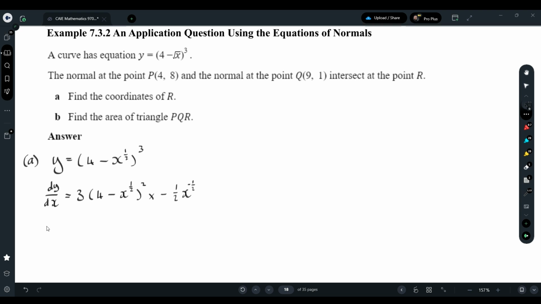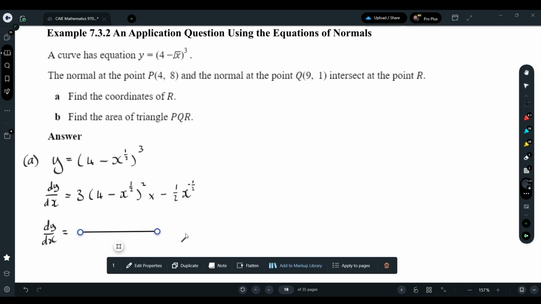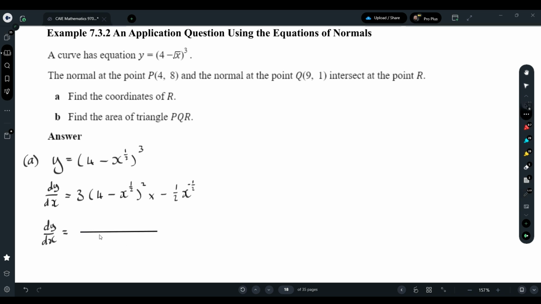I always advise writing these functions in their simplest form possible, which would mean not having any fractional exponents or any negative exponents wherever possible. Because we have a negative exponent on the x, we know we're going to have a fraction. This whole expression can be expressed as a fraction.